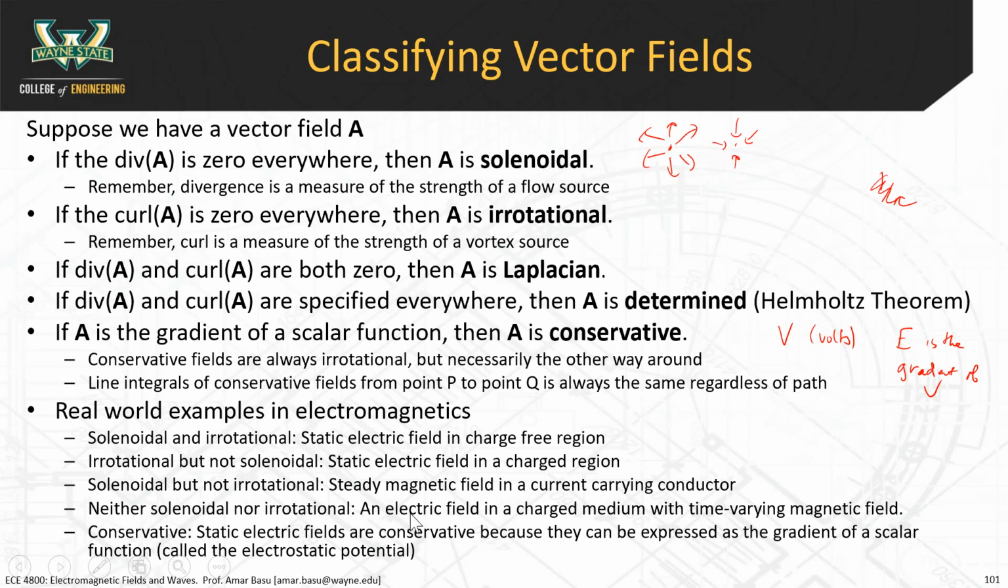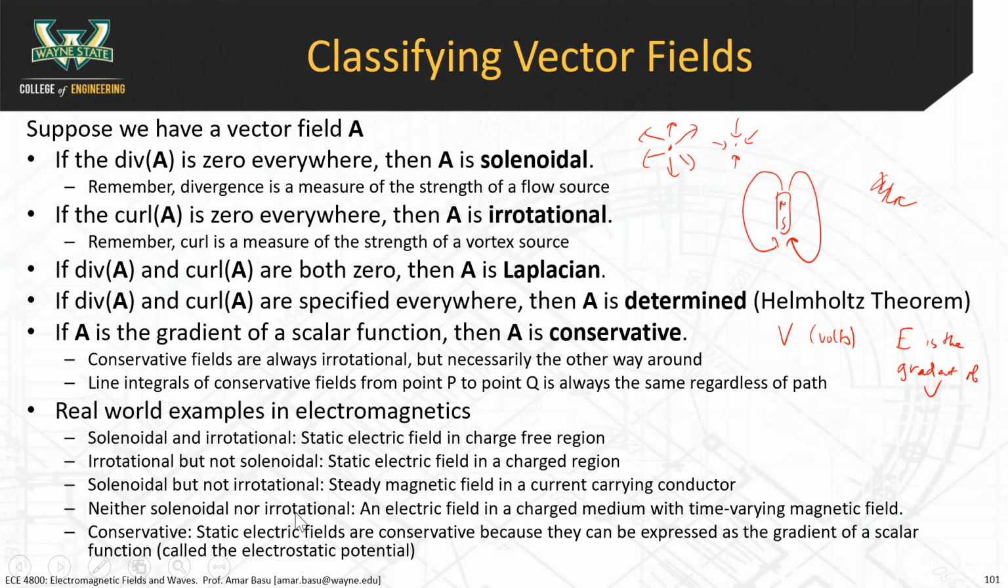Magnetic fields look like this. You have a bar magnet with a north and south end, and the magnetic field rotates around from north to south. So magnetic fields tend to be rotational. A steady magnetic field in a current-carrying conductor is not irrotational.